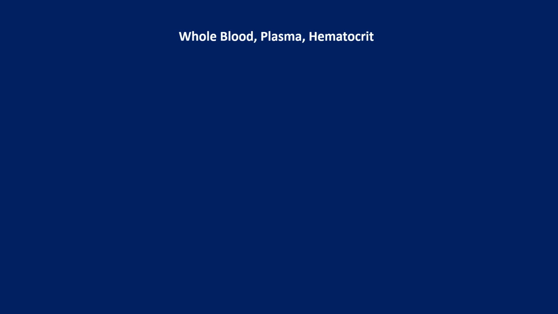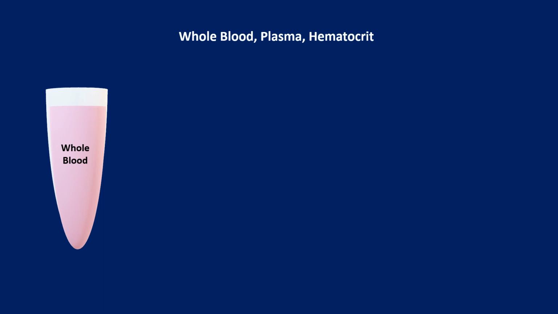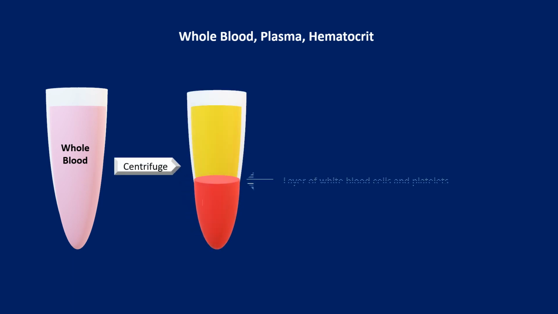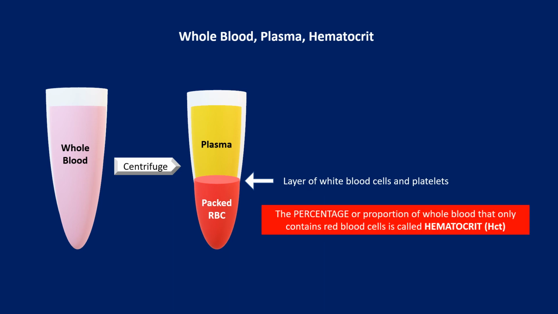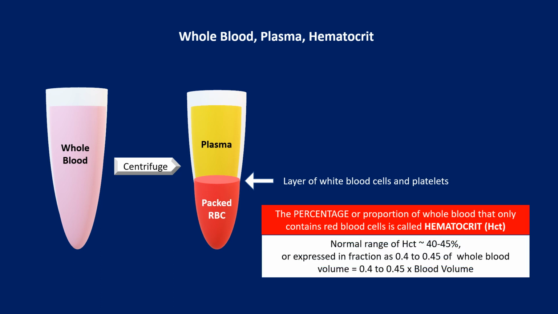Before we dive into renal indices, let's define a couple of terms. This is whole blood in a test tube. When we centrifuge whole blood without allowing it to clot, all the blood cells settle and pack at the bottom of the tube. The proportion of blood containing only packed red cells is called hematocrit. Normal hematocrit level is approximately 40 to 45% of whole blood volume, or if expressed in fraction, it is 0.4 to 0.45. Patients who have anemia have a low number of red blood cells, thus a lower hematocrit level.